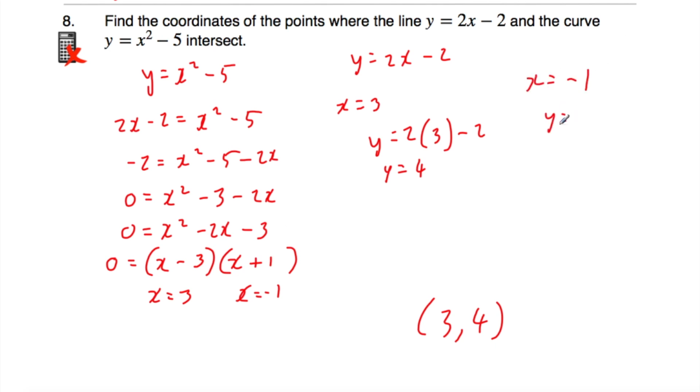And then in terms of our second point, whenever x is equal to minus 1, we've got y is equal to 2 times x minus 2. So it's going to be 2 times x, which is minus 1, minus 2. 2 times minus 1 will be minus 2. Taking away another 2 will be minus 4. So that's y is equal to minus 4. So our second point will be the point minus 1, minus 4. And that's it. There are points 3, 4, and minus 1, minus 4. So that's fantastic. We've found where this straight line intersects the curve. It intersects at these two points. And that's it.